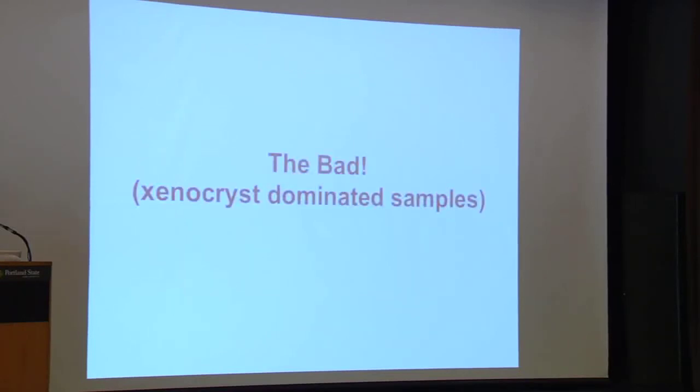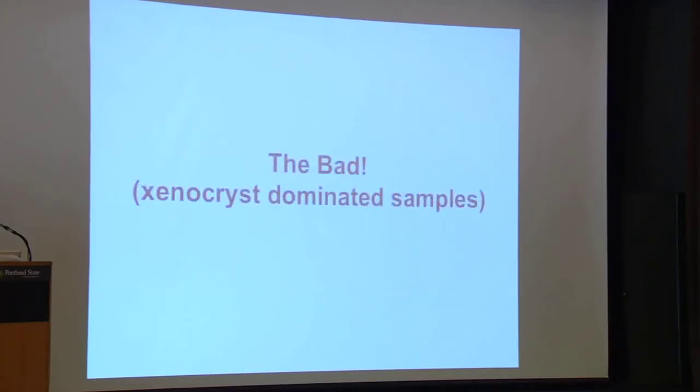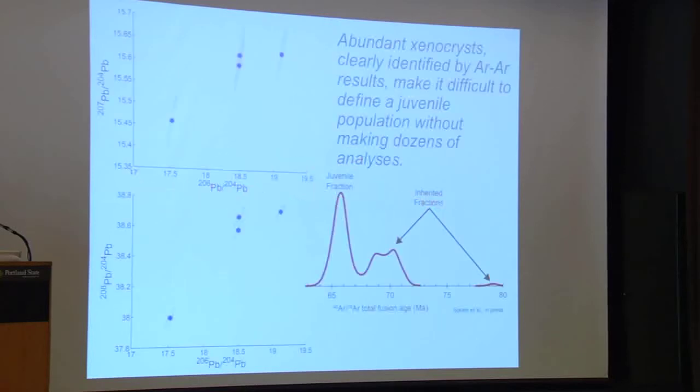Okay, so those are the good ones. So this is good. It requires very few analyses from a bunch of different tufts to uniquely identify these tufts and help out our correlations. So that was the good, and this is now the bad.